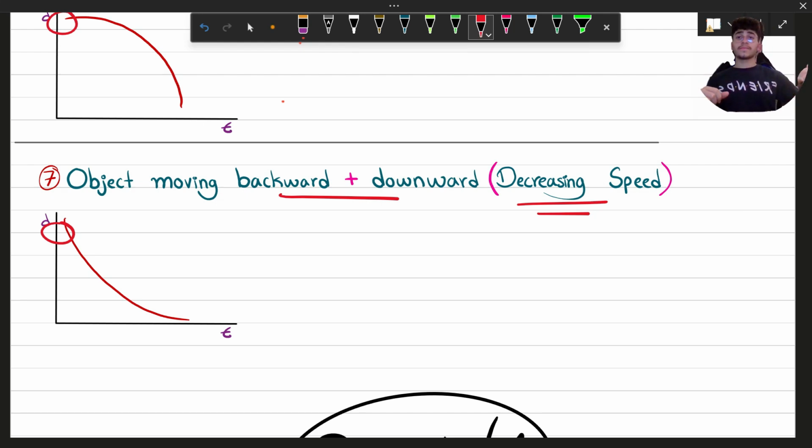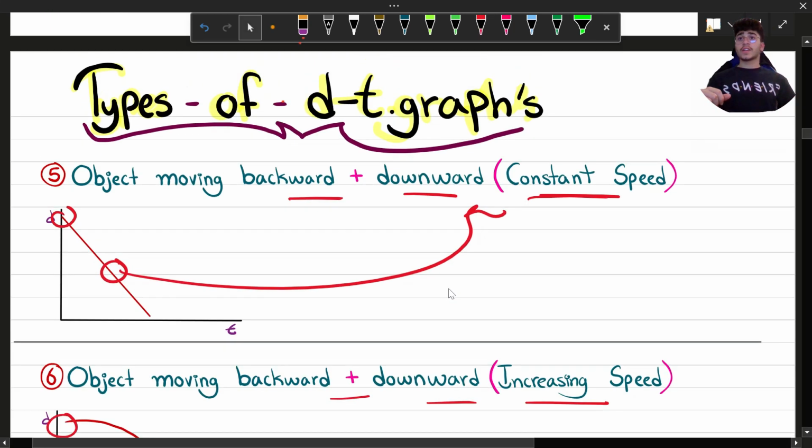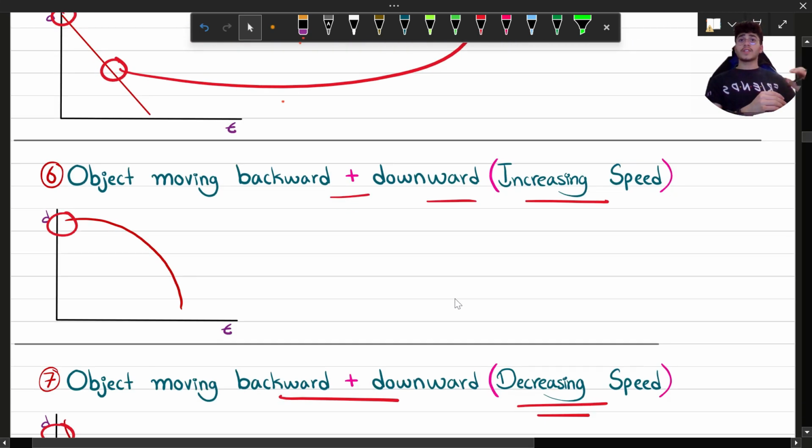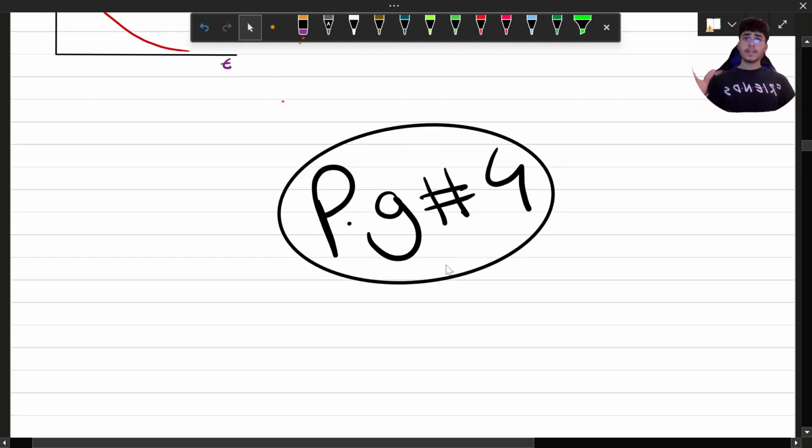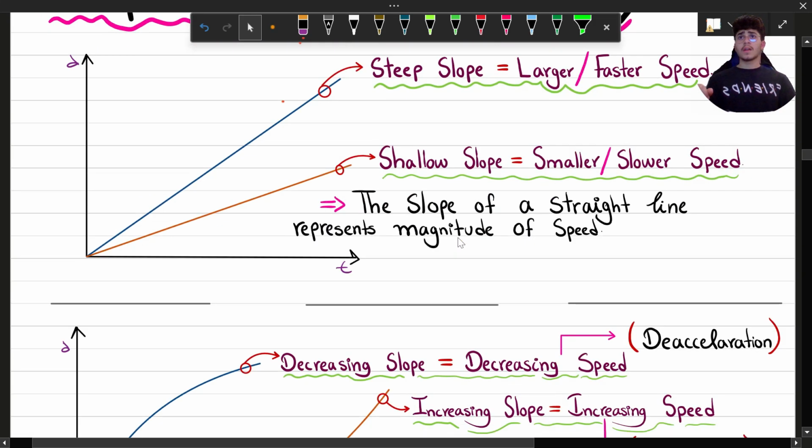to the y-axis. So again, for the negative gradient graphs, we have the object moving backward and downward at constant speed because the graph is straight. Backward, downward, increasing speed, away from the y-axis. Backward and downward, decreasing speed, closer to the y-axis. And that's it with all the graphs.